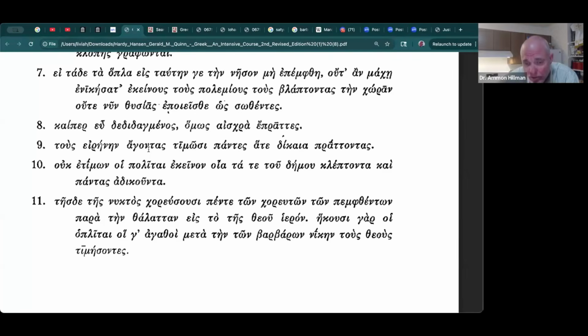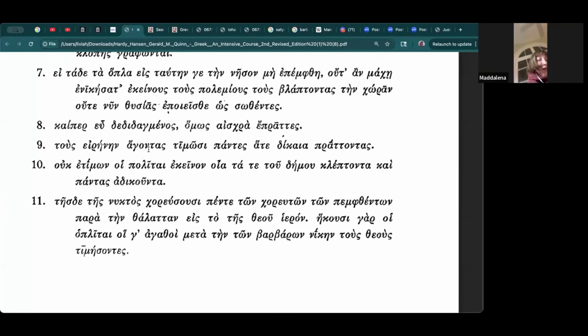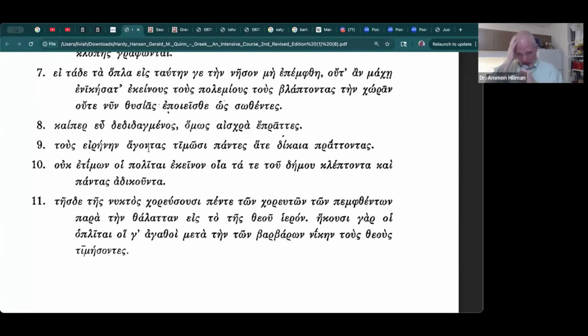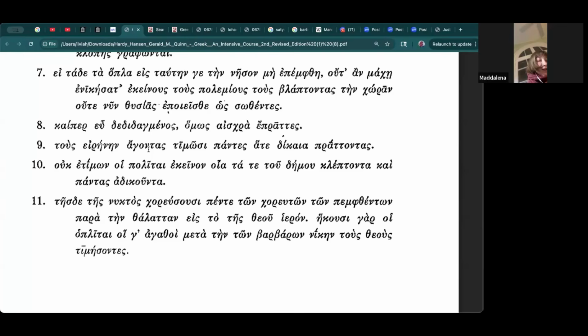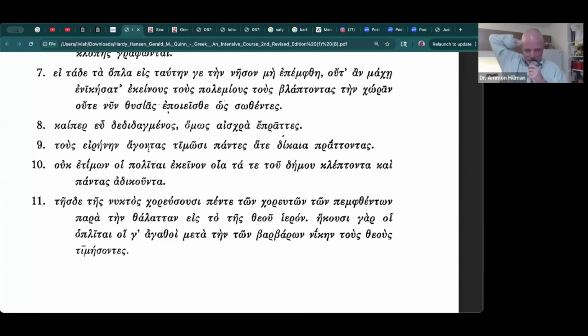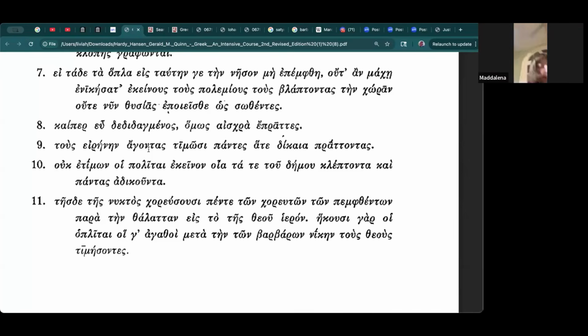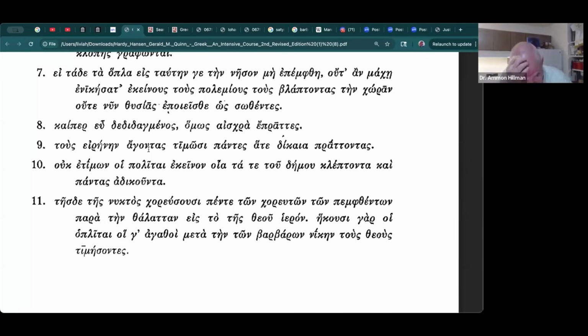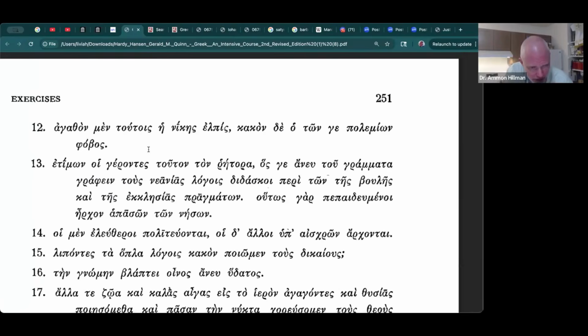Because all these people honor pratontas, those who do dikaya, just things. Because they do just things. All men honor those who bring peace, right? Again, it's just an exercise. It's not meant to, okay.